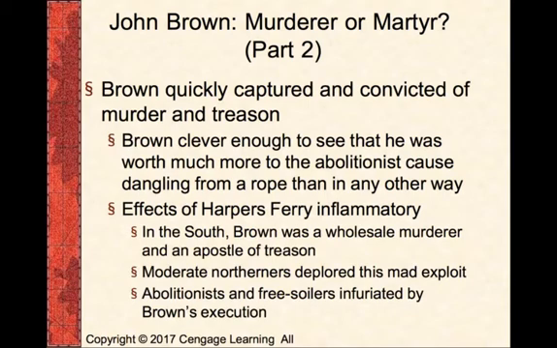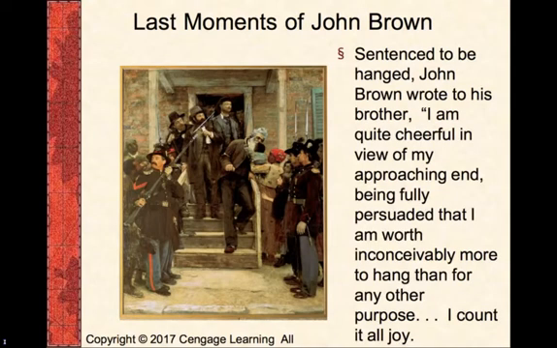In the South, Brown was a wholesale murderer and an apostle of treason, but abolitionists saw him as a saint. Here's a portrait from page 305 in the book of the last moments of John Brown as he's being taken out of the jail, and he's kissing a black baby. Sentenced to be hanged, John Brown wrote to his brother, "I am quite cheerful in view of my approaching end, being fully persuaded that I am worth inconceivably more to hang than for any other purpose. I count it all joy."